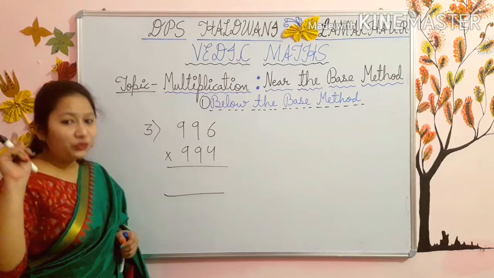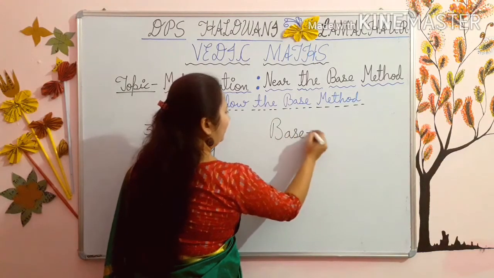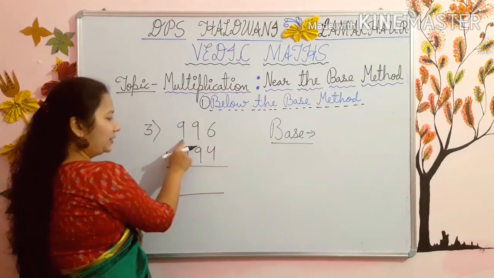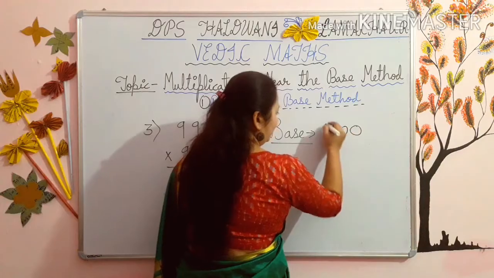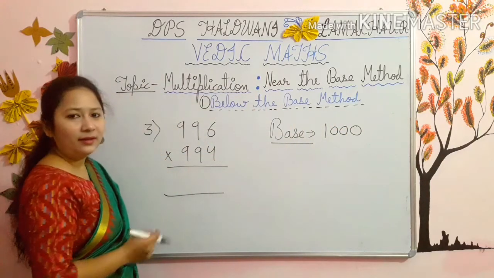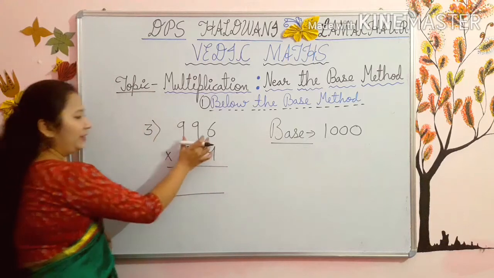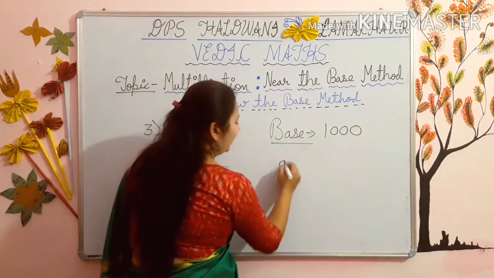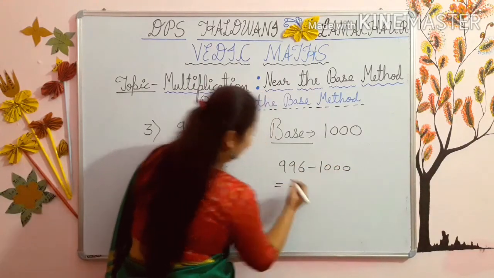First step which you will do is take the base. Now how you will take the base? See, 3 digits are there. So your base will contain 3 zeros and 1. First step. Now your second step is you have to subtract these both. Now students, if you will subtract like this, 996 minus 1000, so answer will be in minus.